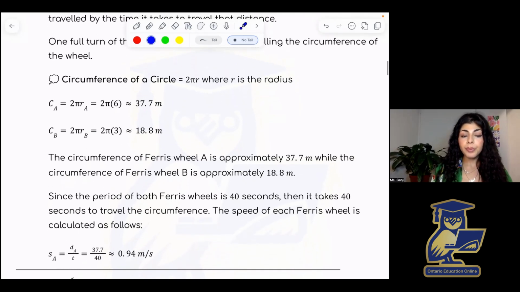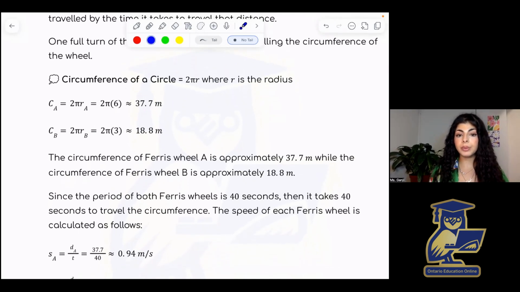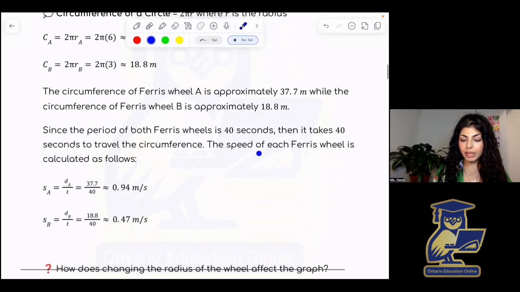So now we know the period of both of these Ferris wheels is 40 seconds, which means one full cycle takes 40 seconds, or it takes 40 seconds to travel the complete circumference. So we calculate the speed by dividing distance by time. In the first Ferris wheel, 37.7 divided by 40 is approximately 0.94 meters per second. Because this was in meters and 40 was in seconds, we end up with meters per second. We have to keep those same units.